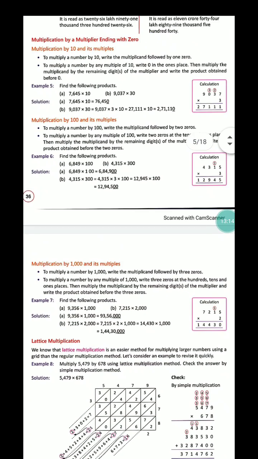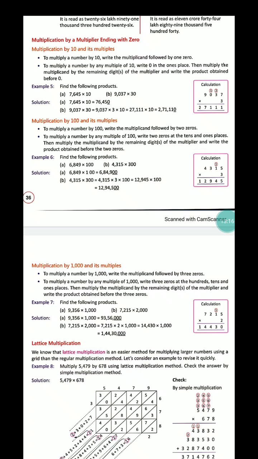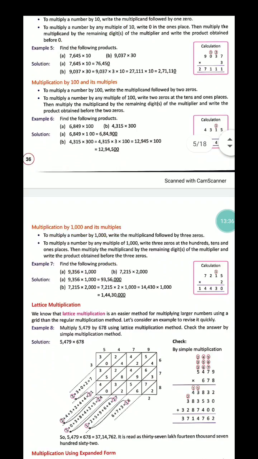Now point number 2, multiply a number by any multiple of 100. We write 2 zeros at the tens and ones place. Then multiply the multiplicand by the remaining digits of the multiplier and write the product obtained before the 2 zeros. Let's take some examples over here.